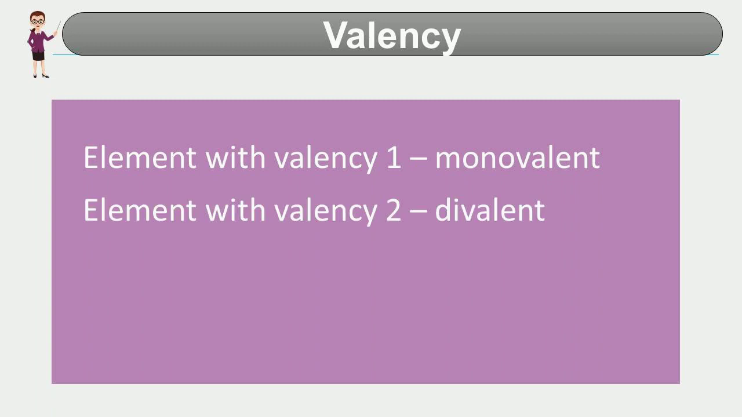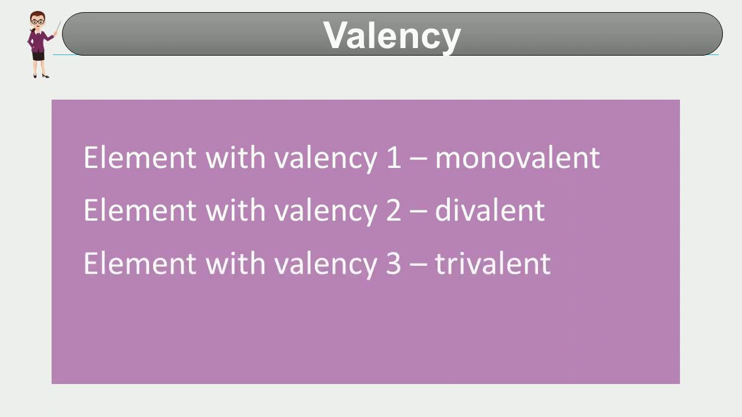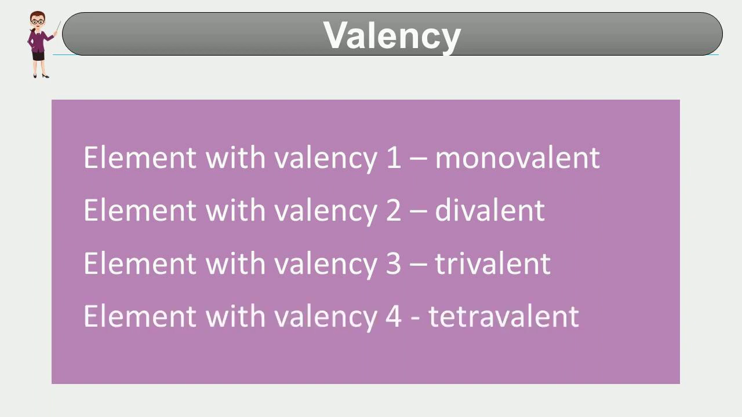An element with valency 2 is called a divalent element. For example, beryllium and oxygen have valency equal to 2, that's why these elements are divalent. The element with valency 3 is called a trivalent element. For example, boron and nitrogen's valency is 3, so that's why these are trivalent elements. And the element with valency 4 is called a tetravalent element. For example, carbon has valency 4, so that's why carbon is a tetravalent element.